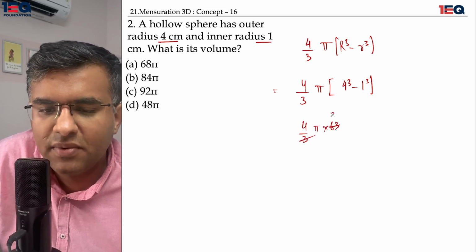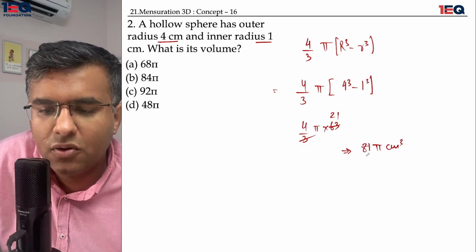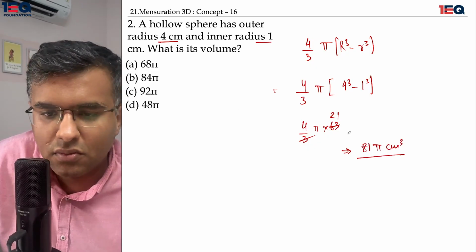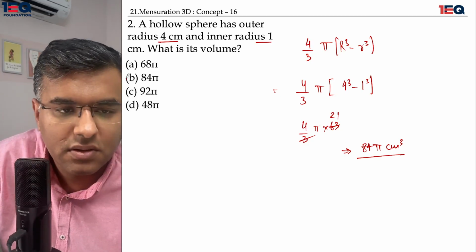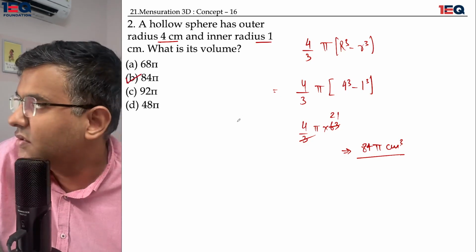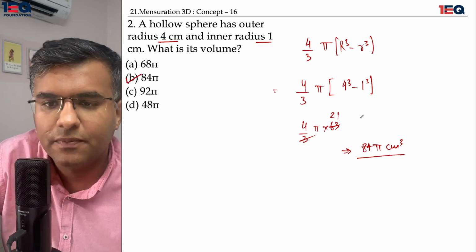This is going to give me a 21, and I would end up with 81 pi centimeter cube as my answer. No, this is not 81, it is 84 pi centimeter cube as my answer. Okay, 84 pi centimeter cube is my answer.